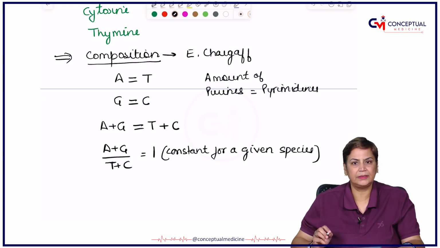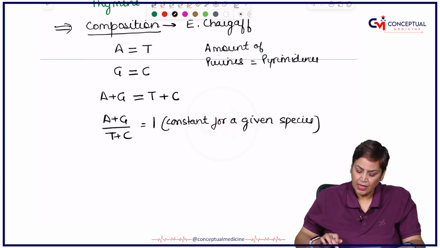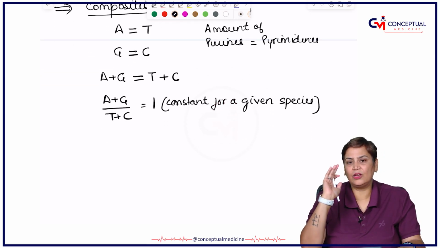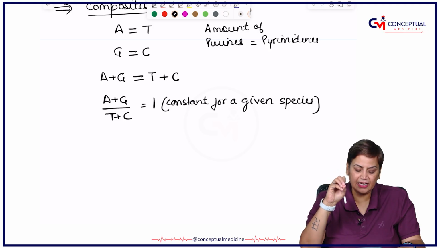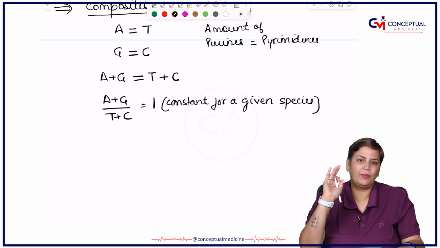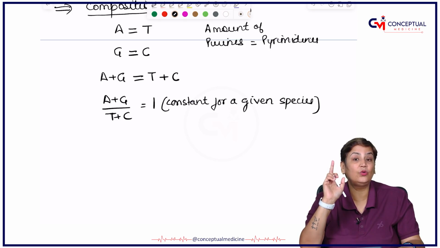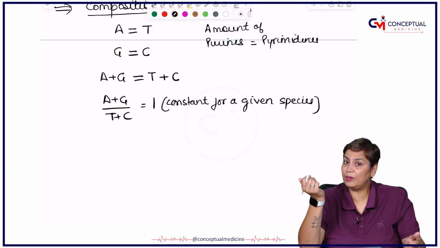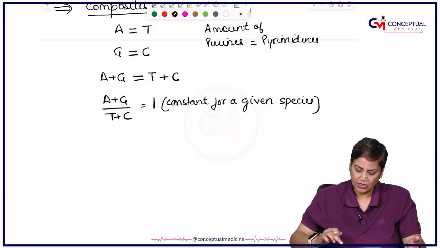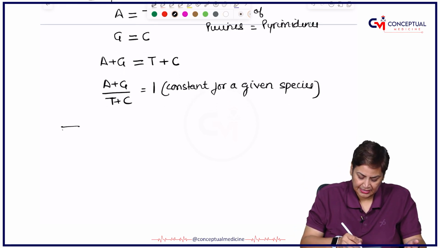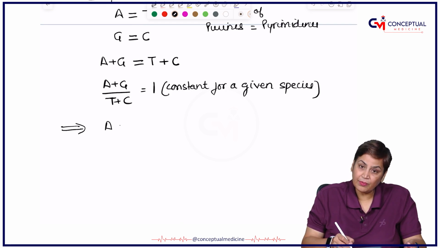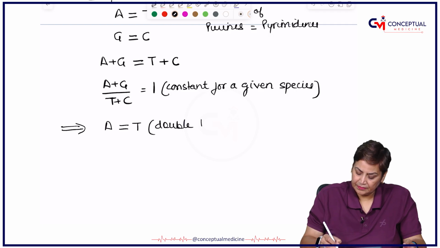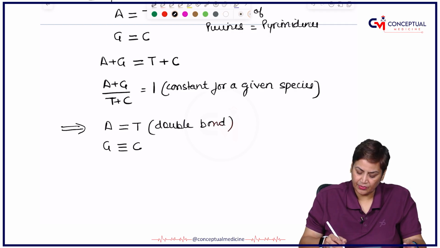Very important, right? So if we talk about these, always remember one thing: adenine and thymine are linked by double bonds, and that too hydrogen bonds, and guanine and cytosine are linked by triple bonds, but obviously hydrogen bonds. So the most important point is that adenine is linked to thymine by a double bond, and guanine and cytosine are linked by a triple bond.